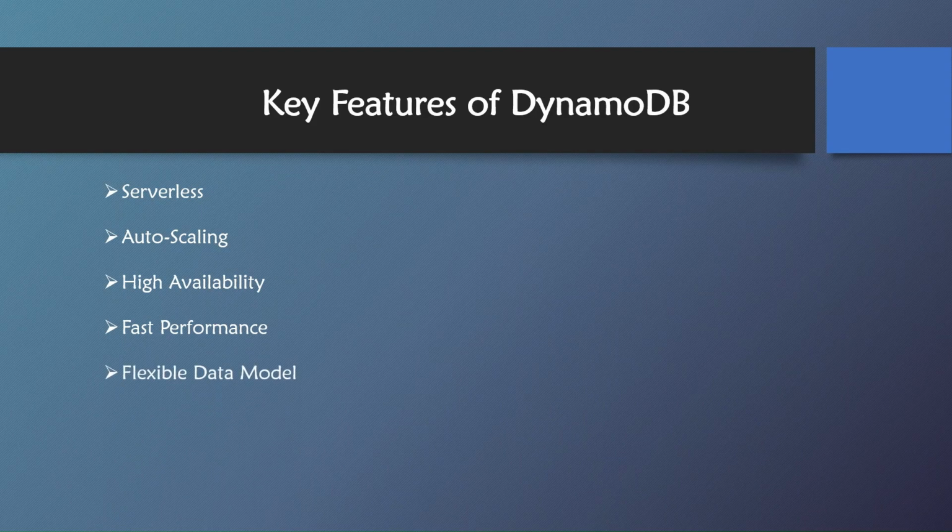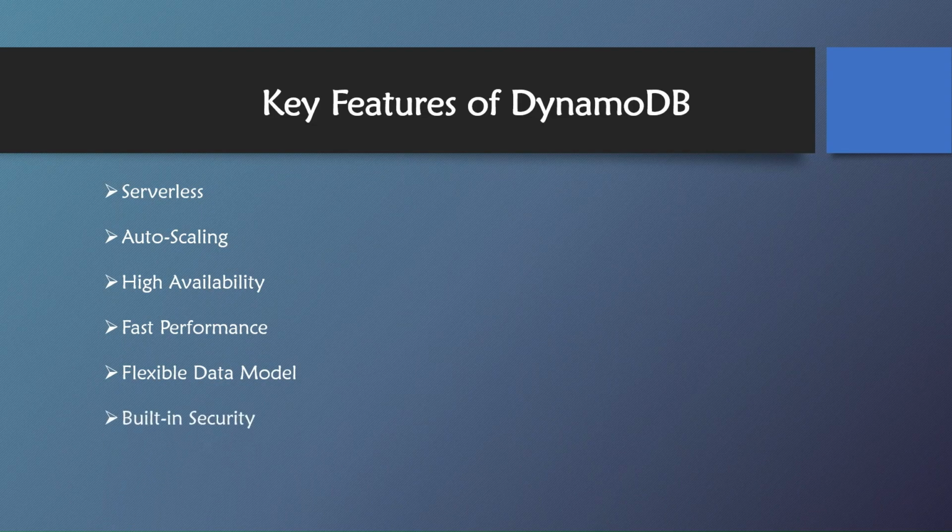Next is the flexible data model. It supports both key-value and document data models, and it's suitable for storing unstructured, semi-structured, and structured data. It also allows JSON-like data to be stored in a single attribute, which makes it flexible for various applications also.